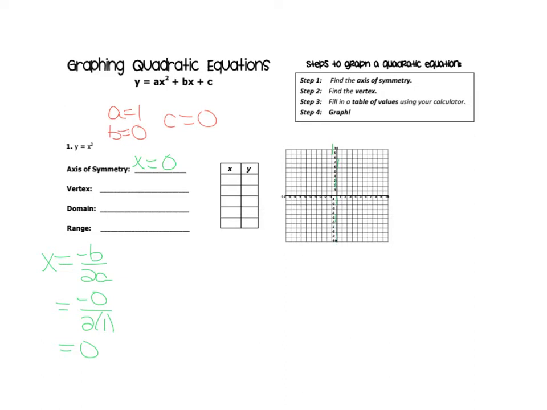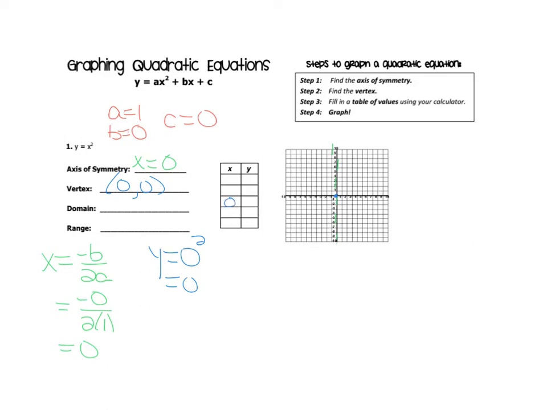Then we're going to find the vertex. The vertex, remember, you take this x value, and you plug it in to find the y value. So we're going to say y equals x squared. X is 0, so 0 squared is 0. That means our vertex is the origin, right? So my vertex is right here.